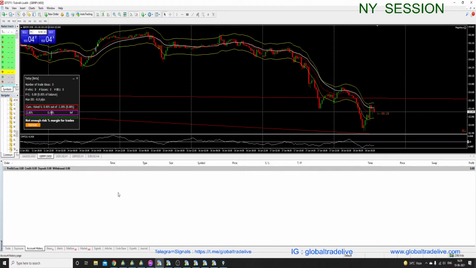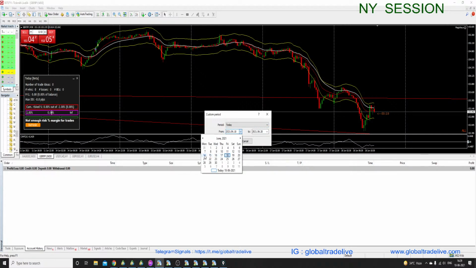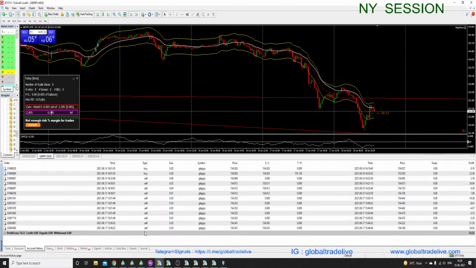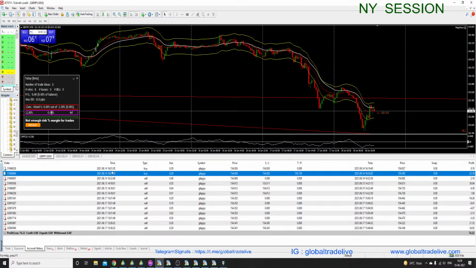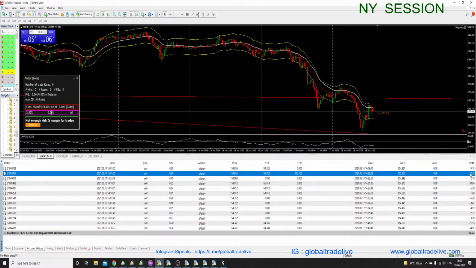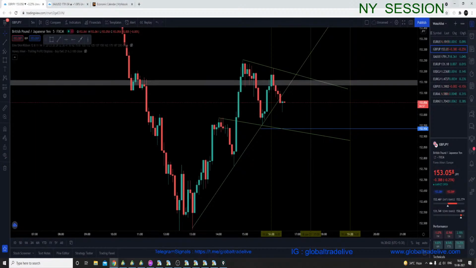And I'll show you how I showed discipline to the graph every day. Custom history, we need history from Monday to today. Look at this here. 2 trades I took on Monday. One was profitable. I made around, let's see first.